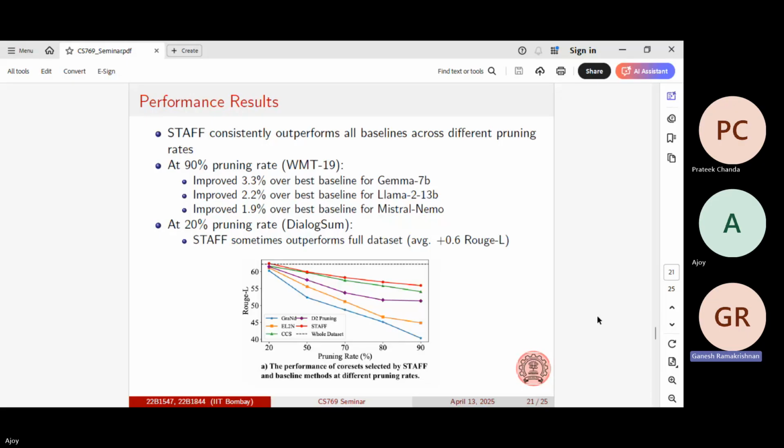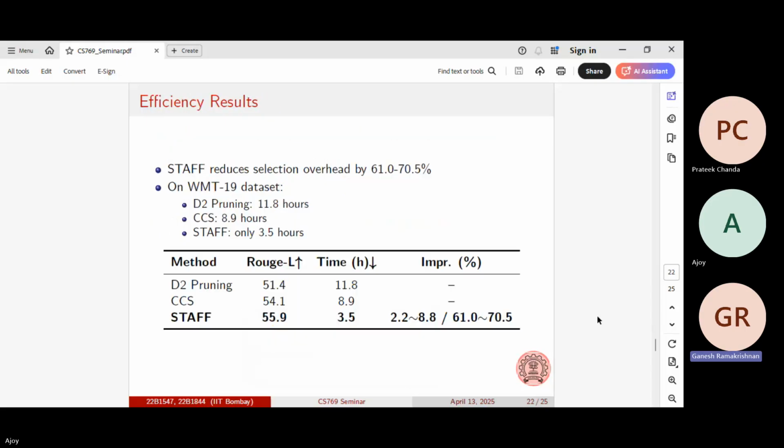As in data, we use it to tune the dataset, not the model parameters. No, the dataset. Only dataset. This is only data. Go ahead. Yeah, so STAFF had a higher score than all those various methods. Next. The efficiency was also higher. It showed an improvement of about 60 to 70% by reducing time to about 3 hours compared to 11 and 9 hours for the baseline solutions.